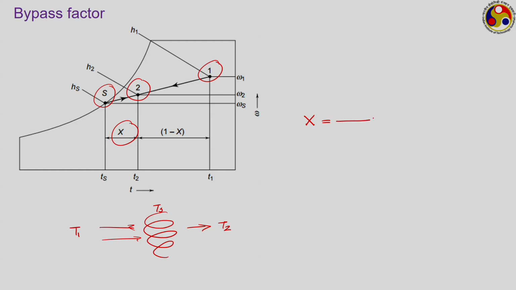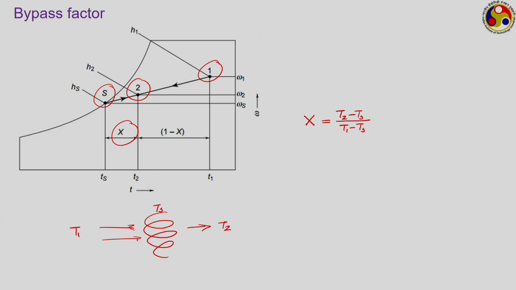Like we can define it in terms of temperature directly. In that case, the bypass factor will be defined as T2 minus Ts by T1 minus Ts. T1 minus Ts is the maximum possible temperature change. Practically what is happening is T1 minus T2.